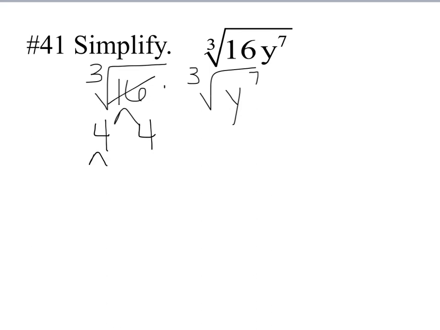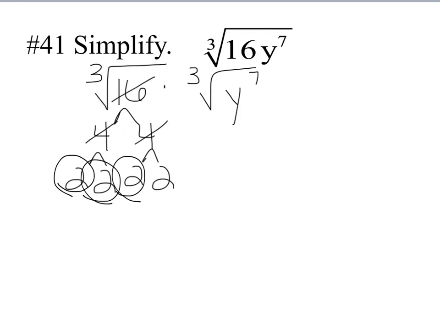What times what gives me 4? 2 times 2. What times what gives me 4? 2 times 2. And I said I need 3 of a repeated number in order to bring it out front. So I'm going to go 1, 2, 3 2s that I can bring out front. So I can bring 1, 2 out front. And then I'm going to box the last thing I have, which is a 2, and that goes in under the radical. So it's 2 times the cube root of 2.